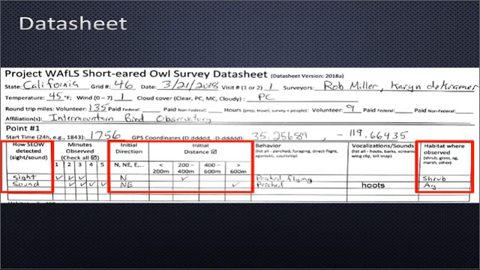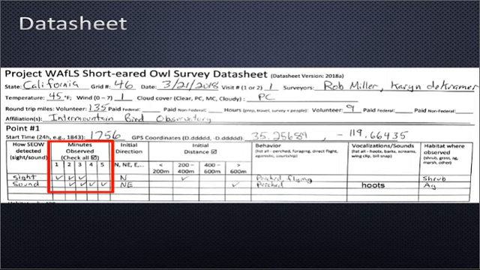Then we get to the minute-by-minute portion of the protocol. It's a 5-minute survey, and we want you to check every individual minute that each individual owl is seen in. So this first line here represents an owl that I saw in minute 1, I saw it in minute 2, I saw it in minute 3, then let's assume it flew off. I did not see it in 4 or 5.